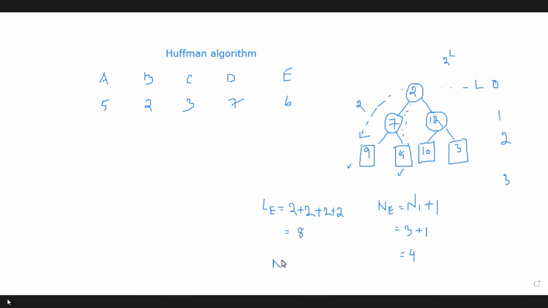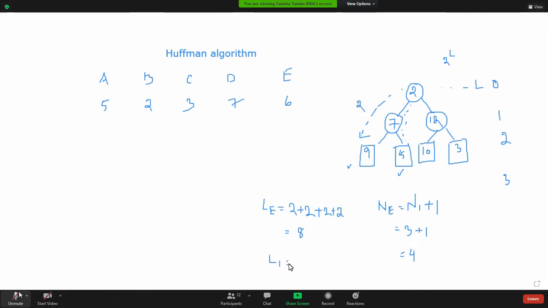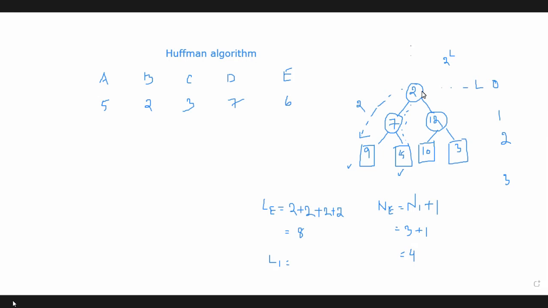Then what about the internal nodes? There are how many internal nodes? 3 internal nodes. So the path length of the internal nodes: the first one is the root node, and the path length of the root node is always 0. Why? Because there is no predecessor node of 2, right? So you cannot start the journey or traversal from any other node. So for 2, the path length will be 0.